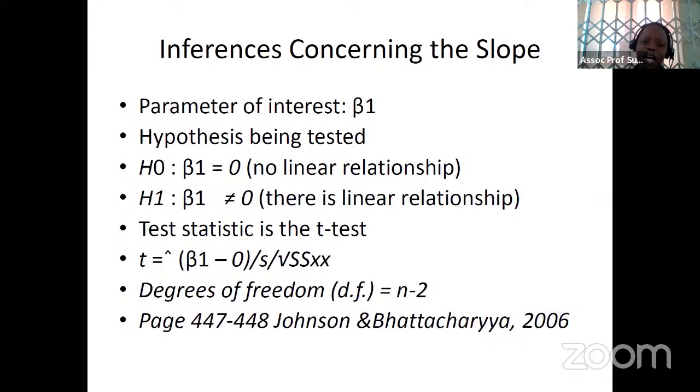So the parameter of interest under regression is the slope. When there is no slope, then we have a straight line. When there is a slope, then we need to know, is the slope different from 0 or not? The statistical hypothesis under regression: the null is that the slope is equal to 0, meaning no linear relationship between the response and the independent variable. And the alternative is that the slope is not equal to 0, meaning there is a linear relationship between the response and the independent variable.